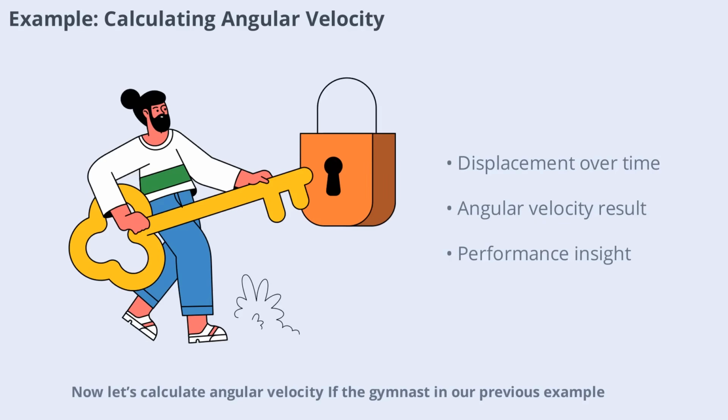Now let's calculate angular velocity. If the gymnast in our previous example completes her 120-degree arm movement in 0.5 seconds, her average angular velocity is 240 degrees per second. This value tells us how quickly she rotated her arm, which is useful for evaluating performance and identifying areas for improvement.